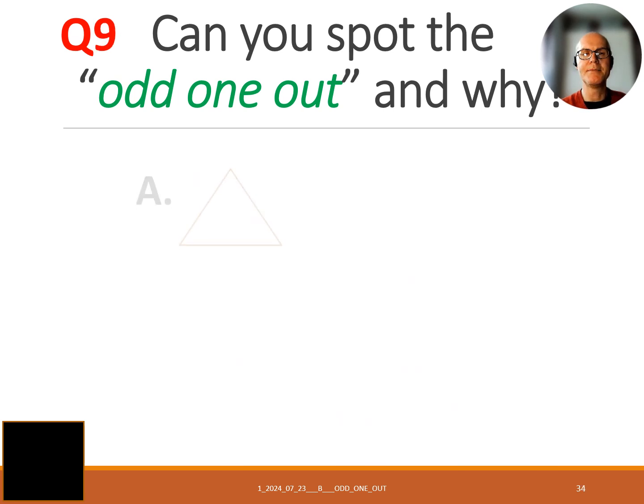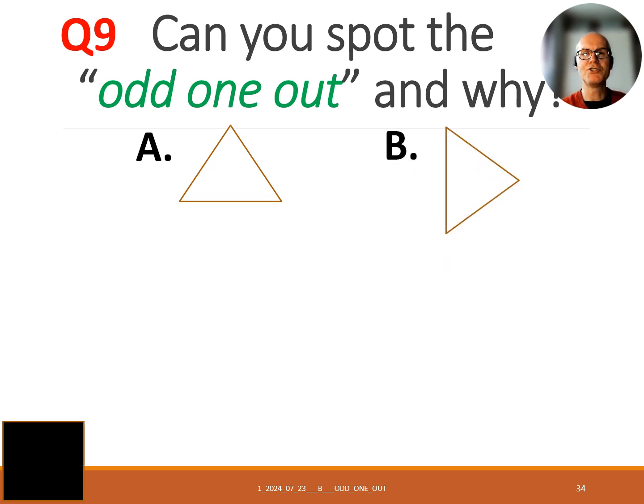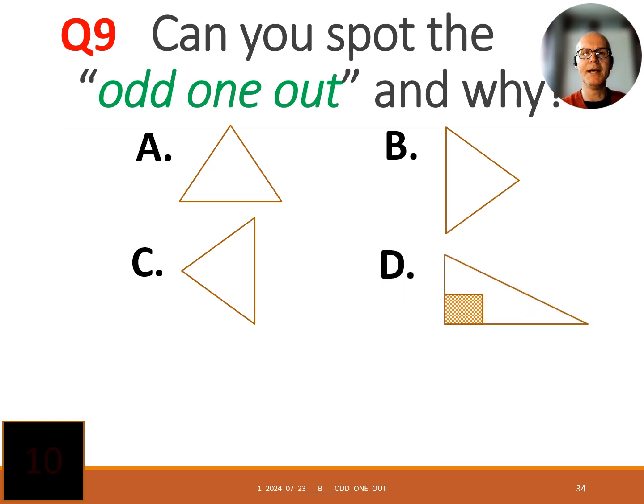Question 9. This triangle, this triangle, this triangle and this triangle. What's the odd one out here from these 4 triangles, only based on the information given in the diagrams, nothing else.